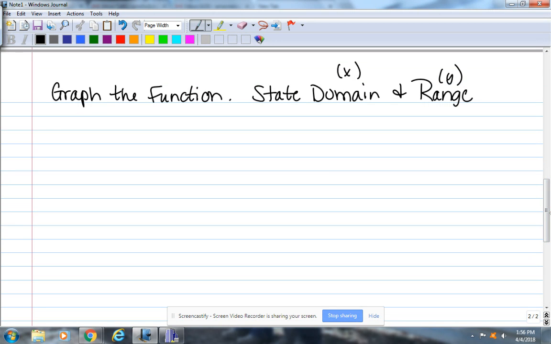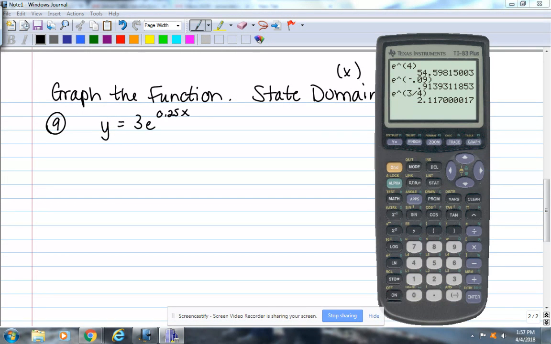All right. So the first one we're going to do is we want to look at the graph of y equals 3e to the 0.25x power. It says 0.25 if you can't read my tiny writing. So write that down. Then get out your calculator. And then I want you to hit y equals, because we're going to graph this.